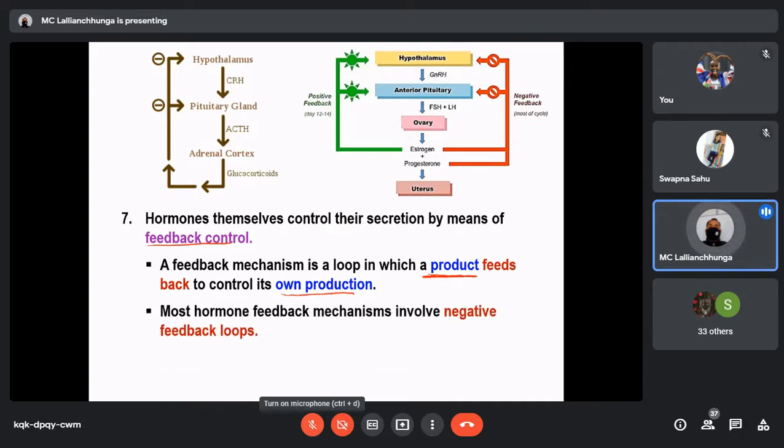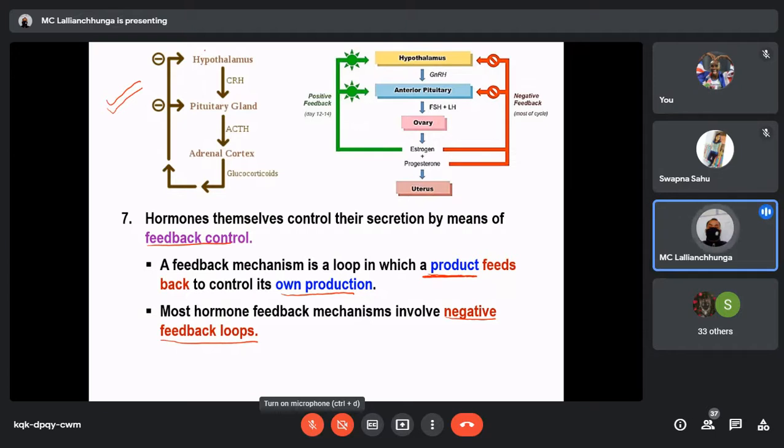Most hormone feedback mechanisms involve negative feedback loops. From the diagram it will be clear, so please listen carefully. You have to remember that most of the feedback mechanisms in the case of hormones are negative feedback mechanisms. There is also positive feedback, but it is much less common. Now see the first diagram.